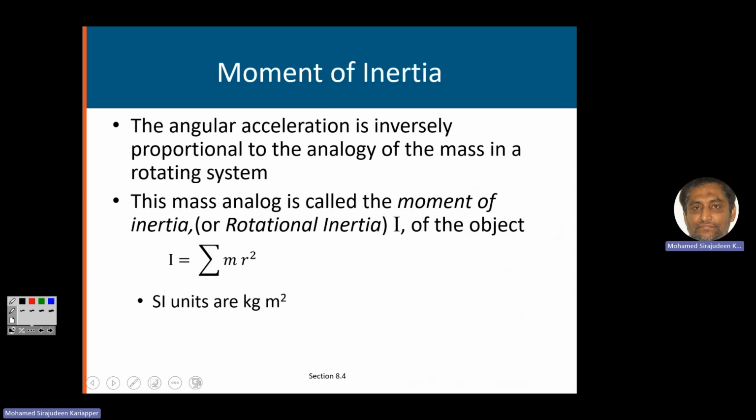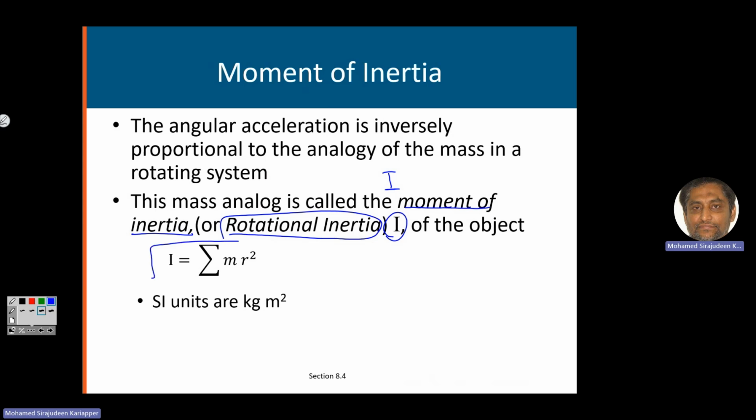Now what do we mean by moment of inertia? This angular acceleration is inversely proportional to an analogy of the mass in a rotating system. That analogy is the rotational inertia. The symbol we use for that is capital I. Most of the time we call it moment of inertia, also rotational inertia. Both mean the same thing. It's your choice. Sometimes I will call it rotational inertia, sometimes moment of inertia.